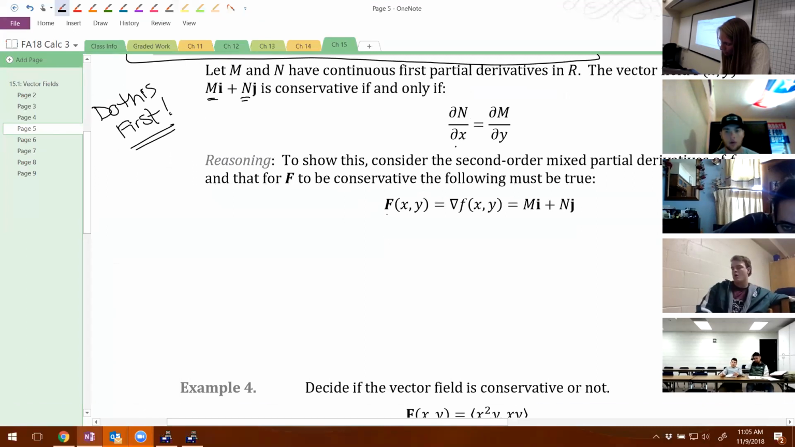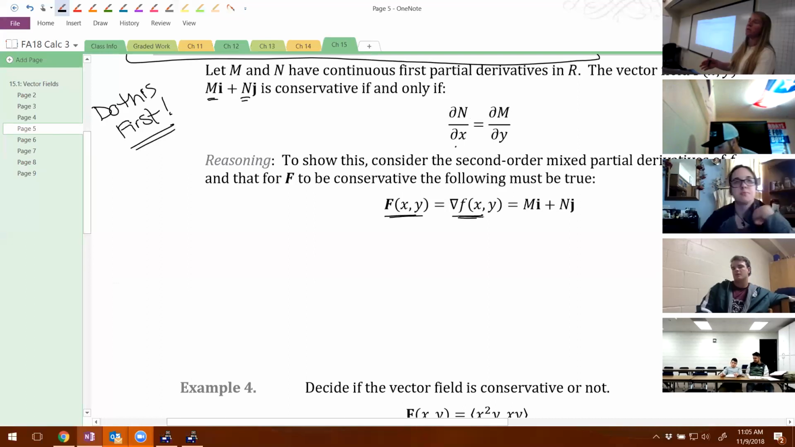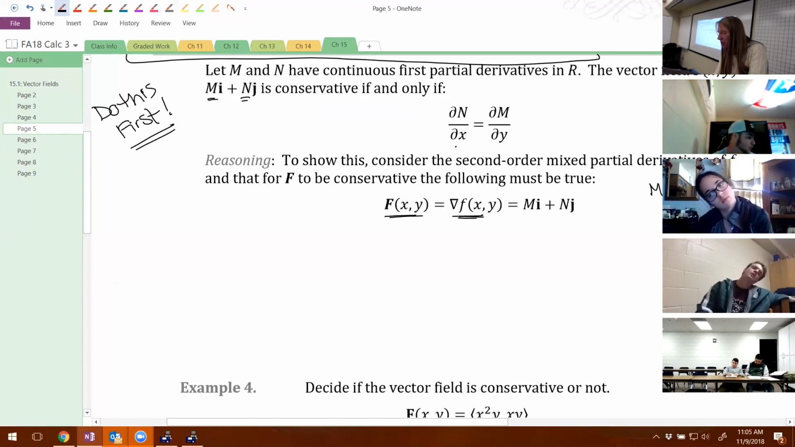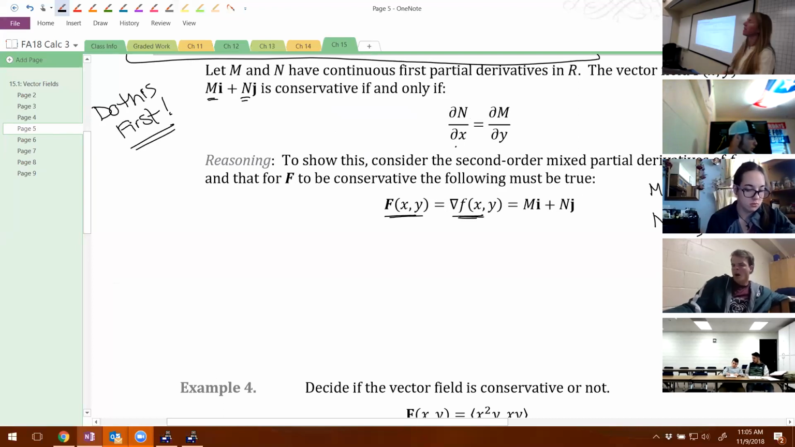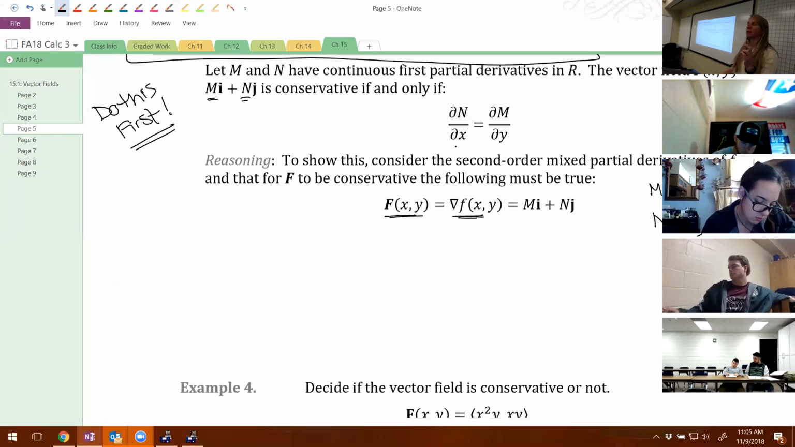So here's what we're given: some vector field. If it is indeed a gradient, which means it is conservative, then M is the partial with respect to x, and N is the partial with respect to y. If that's true, this should be the case. So let's see what happens. Do you remember what we said about second partial derivatives, specifically the mixed partials, like the partial with respect to x and then y and then x? That's really the only thing we're doing here.